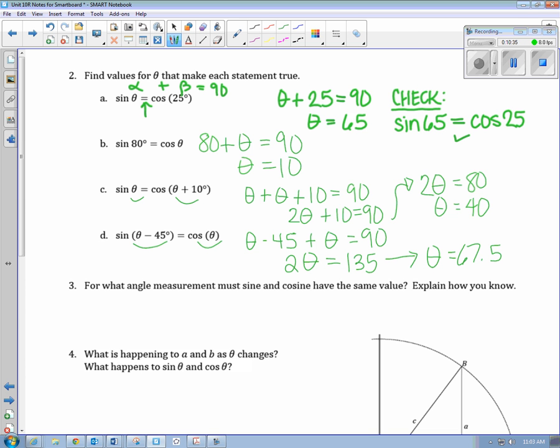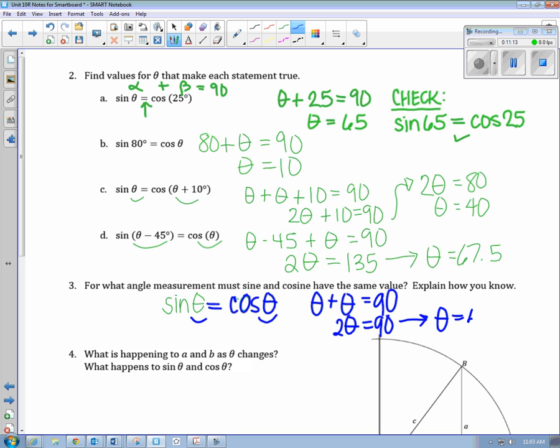It says in question number 3, for what angle measurement must sine and cosine have the same value? The reason that I would know is that if I am taking the sine of something and the cosine of something, and I want them to be equal, what that means is the sine of the angle is going to be equal to the cosine of the angle. It means that I know that the two thetas, basically the alpha plus beta values, have to add to 90, which gives me that 2 theta equals 90, which then of course means that theta is 45.